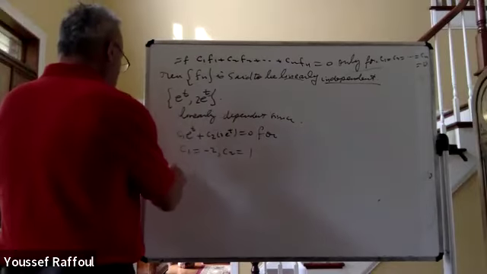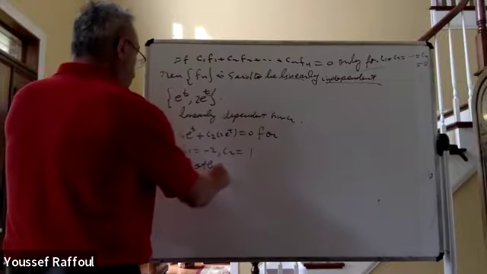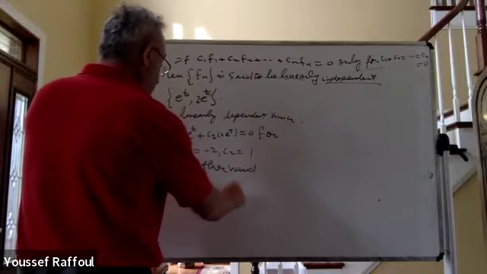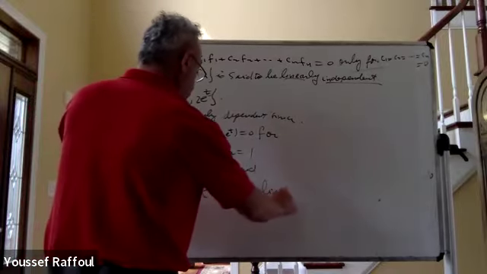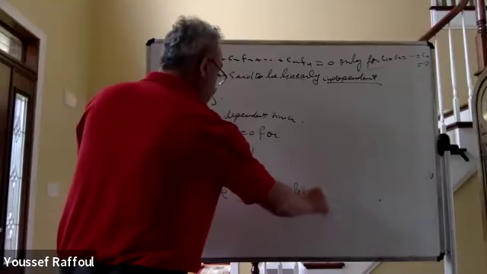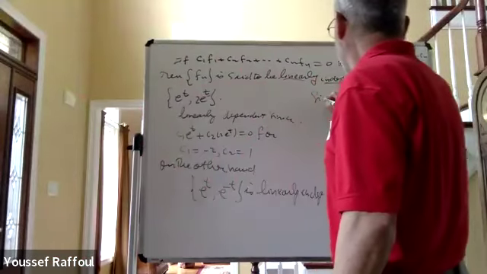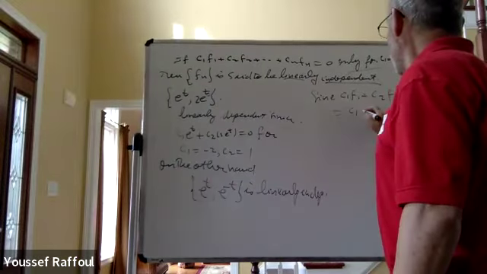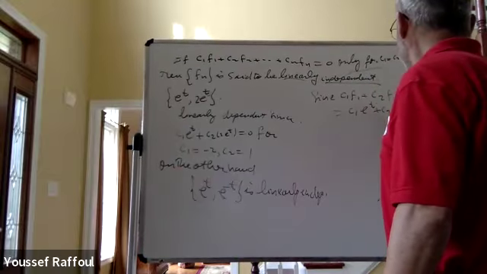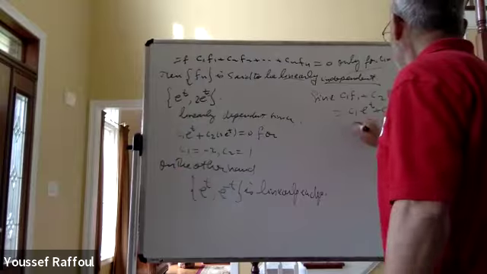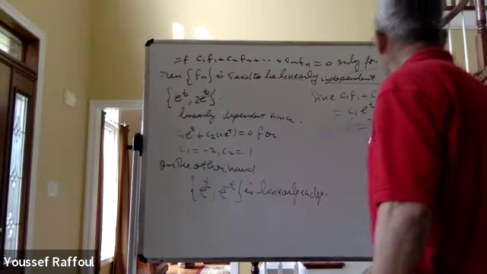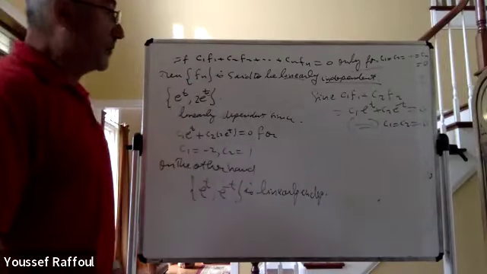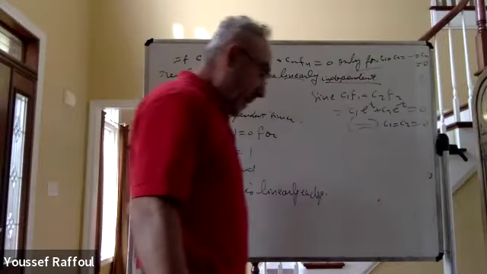On the other hand, e to the t, e to the minus t is linearly independent, since c1 f1 plus c2 f2 equals c1 e to the t plus c2 e to the minus t equals 0 if and only if c1 equals c2 equals 0. And remember, we need that for all t. All right? Okay?